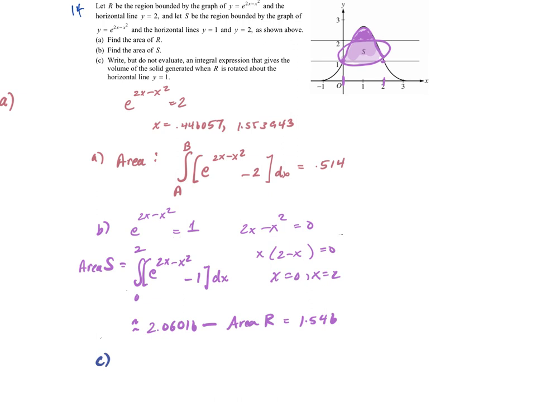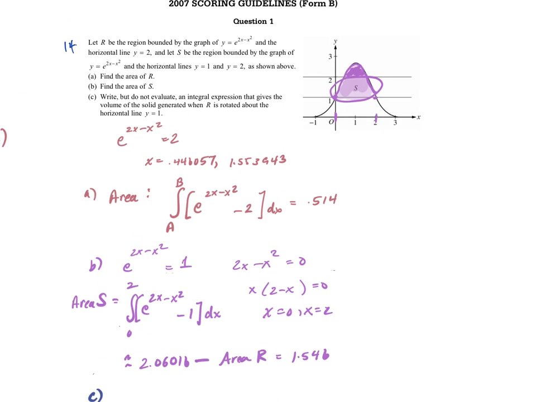And then for part C, we're going to rotate it around y equals 1. So we're looking at R. If we did R and S around 1, it would be a disk. But if I just do R, it's going to be a washer, because think of it like this. That's kind of what we're looking at here, okay? And then this would be the line we're going about. So we're definitely going to get a washer.